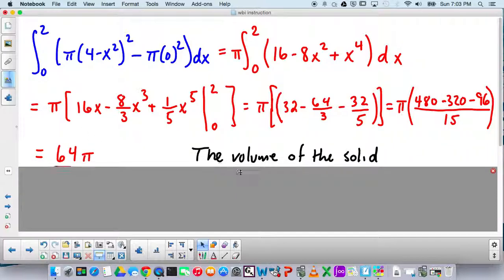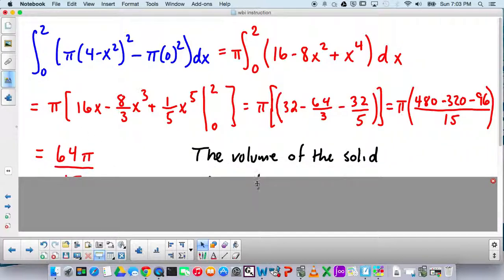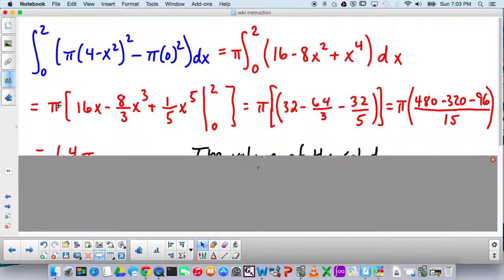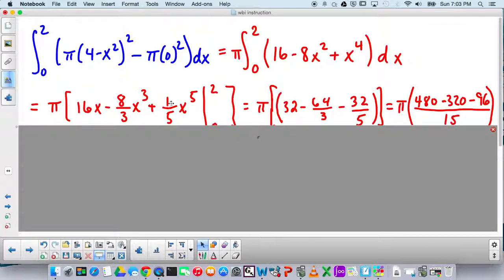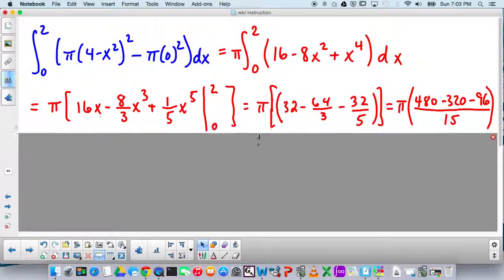So we get pi times 16x minus 8/3 x cubed plus 1/5 x to the 5th. We're evaluating that from 0 to 2. Plug in 2, we get 32 minus 64 over 3 minus 32 over 5. Plug in 0, you just get 0, so that part's gone.